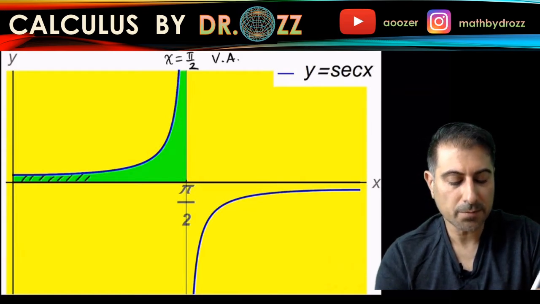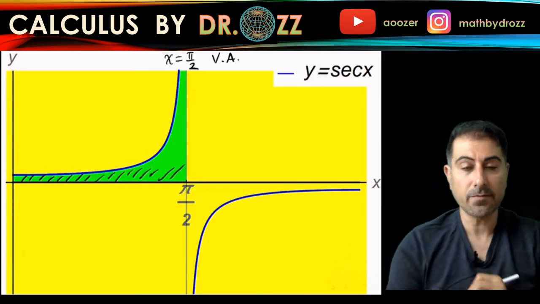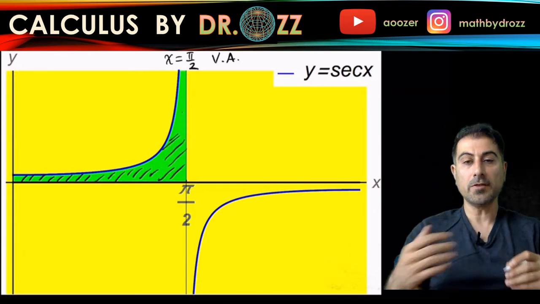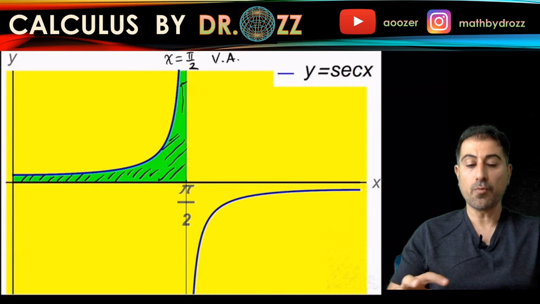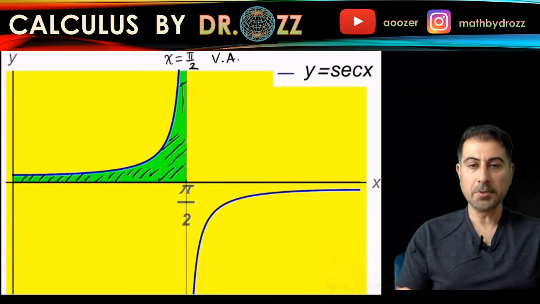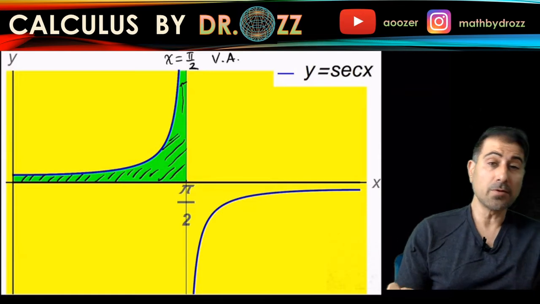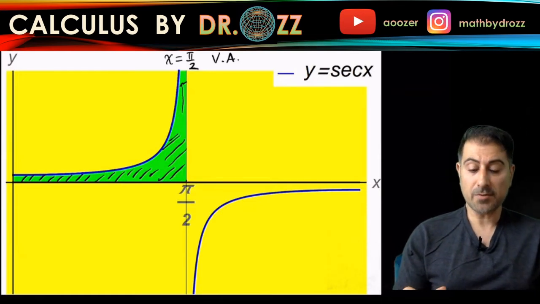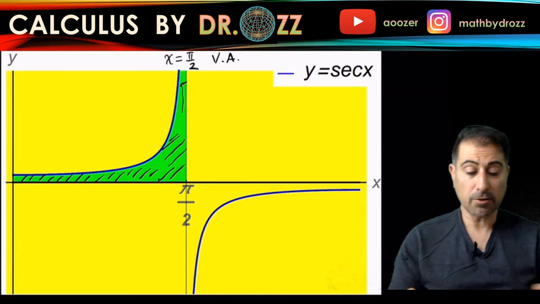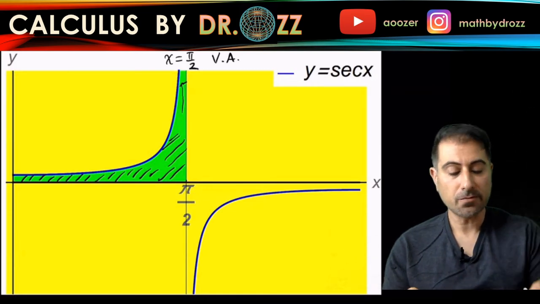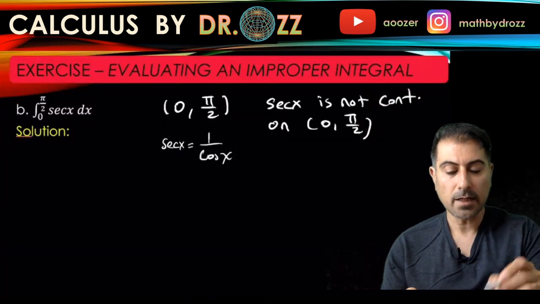Because when you have a vertical asymptote, you have this area going all the way to infinity, even though it's teeny tiny. We don't know if this total area, the green area, is going to be a finite number or an infinite number. So we have to do analysis here. We have to evaluate this integral carefully. So let's just do that.